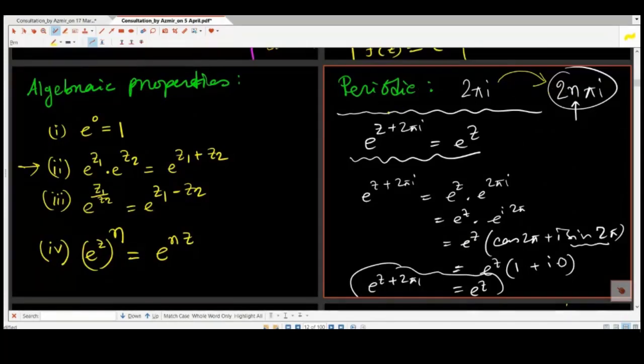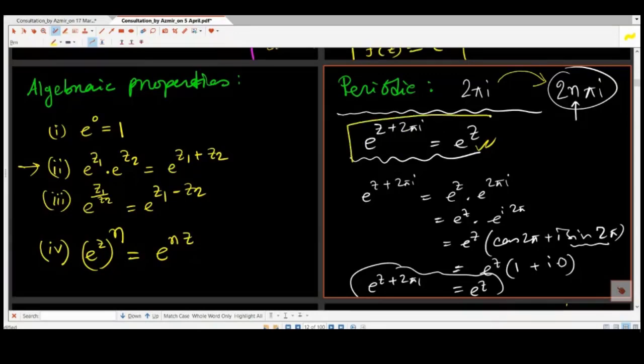So, what is the meaning of periodicity? Suppose we have e to the z. Instead of z, we are plugging z plus 2 pi i. Whenever we are plugging z plus 2 pi i, we are getting the same function back. So, this is called a periodic function.